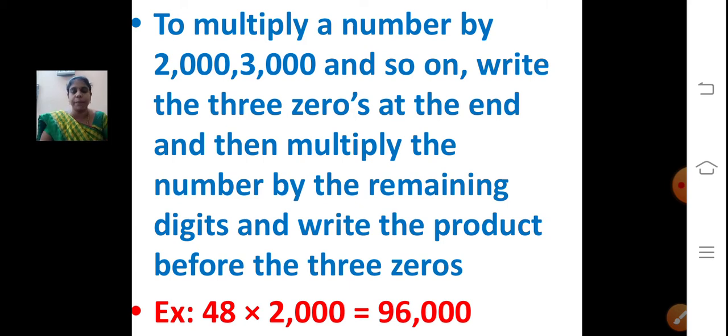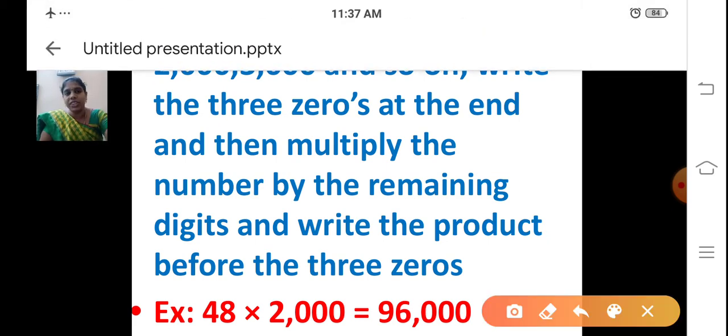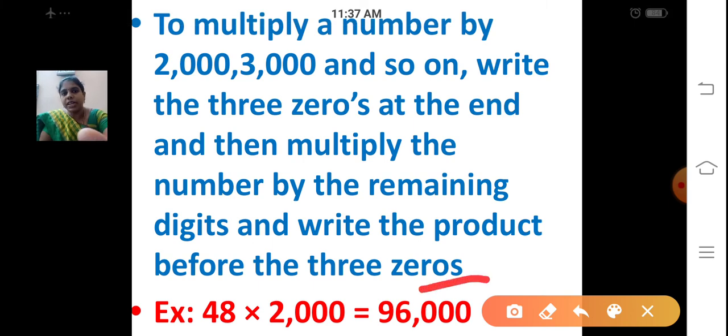Same way, one example, 48 into 2000. First, what you have to do? Write 3 zeros at the end. The remaining thing we are going to multiply: 48 into 2. 48 into 2, 96. Write it down before the zeros. So, the answer is 96,000.